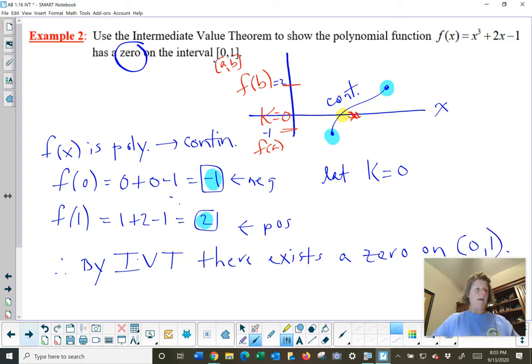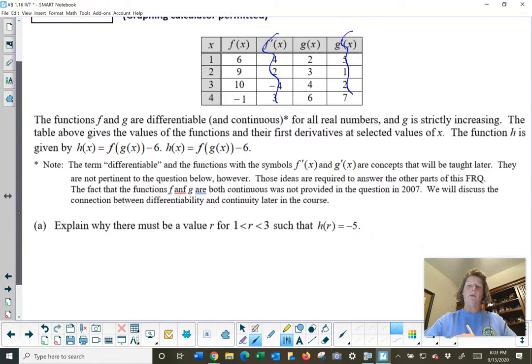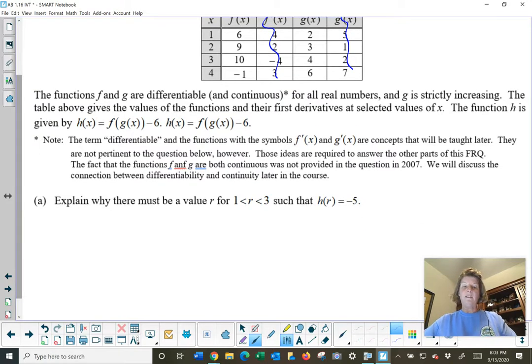Perfect. All right, now the last one, 2007, the AB, they gave us a chart. We got F, F prime, G, G prime. You don't even really understand what those notations mean, so I'm going to guess that for this problem, you don't need to know that. The functions F and G are differentiable and continuous. We'll learn soon that if it's differentiable, it automatically means it's continuous, so this probably was not in parentheses, but we can conclude that. For all real numbers.